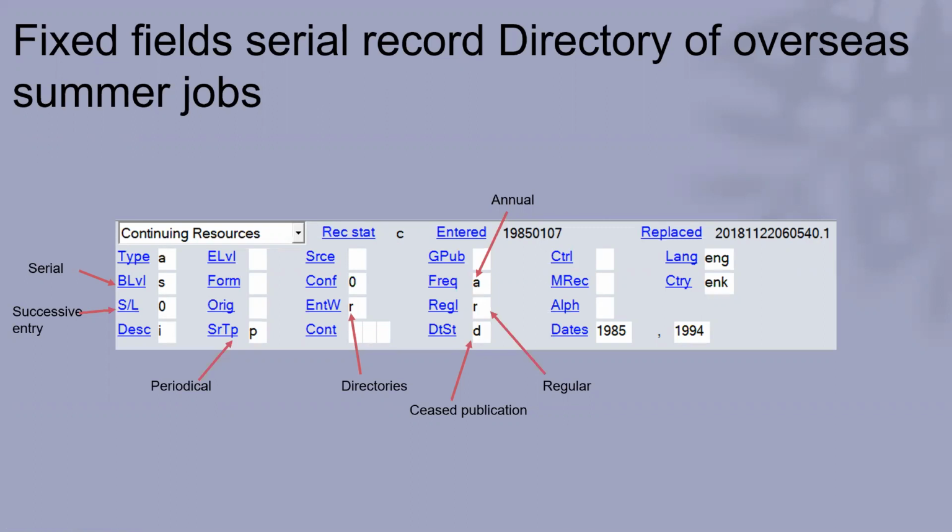The SRTP, or type of continuing resource, will be coded as applicable, as will the ENTW, or nature of work. The FREQ, or the frequency, will be coded, as well as the REGL for the regularity. The DTST for type of date, publication status, will be recorded. If the serial is a current publication, it will have a C in that space for continuing resource currently published, or a D if the serial has ceased publication, which is what ours has.